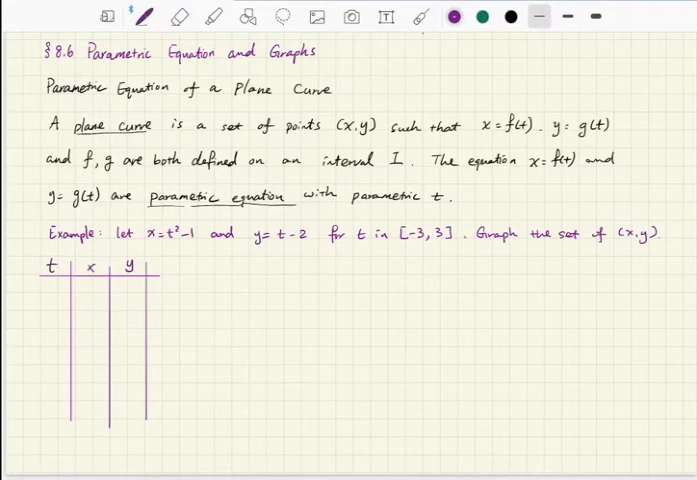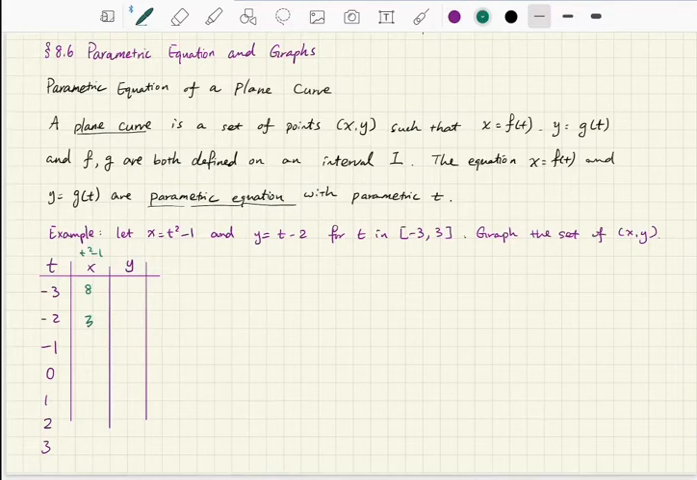So t is going to be living inside -3 to 3. I'm just going to write down all the numbers: -3, -2, -1, 0, 1, 2, and 3. X is going to be defined as t squared minus 1. So when t equals -3, x is going to be 9 minus 1, so it's going to be 8. When t equals -2, x is going to be 4 minus 1, so 3.